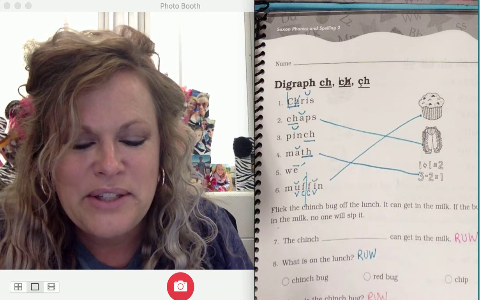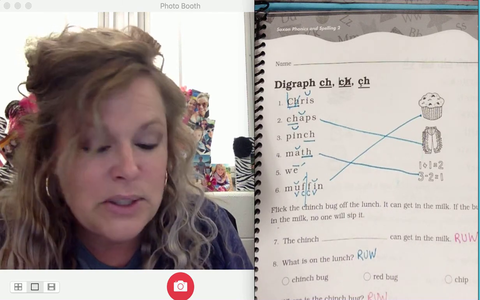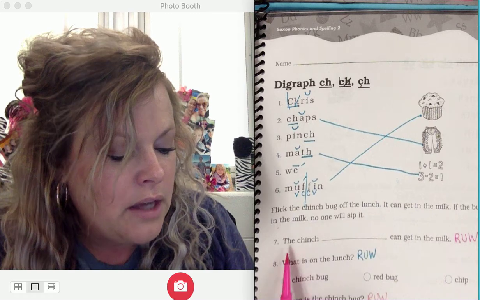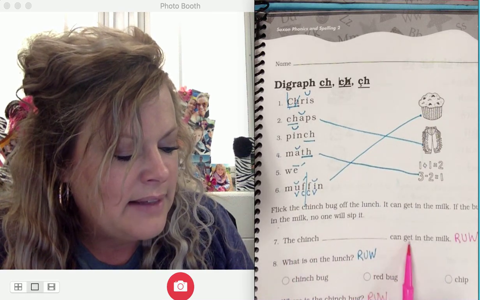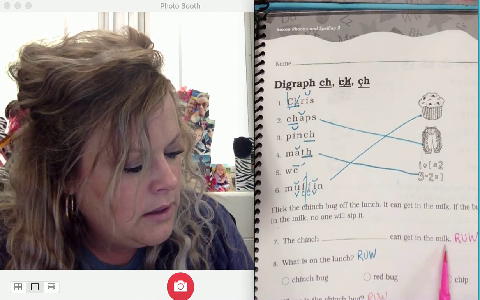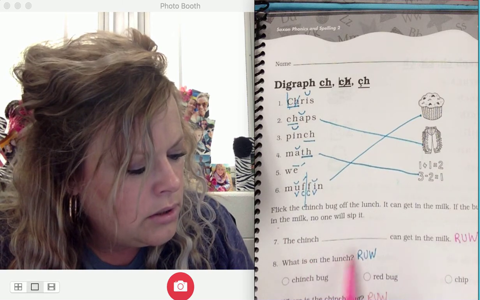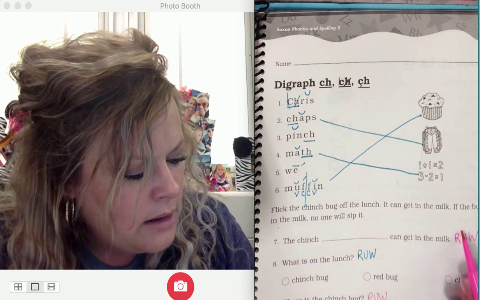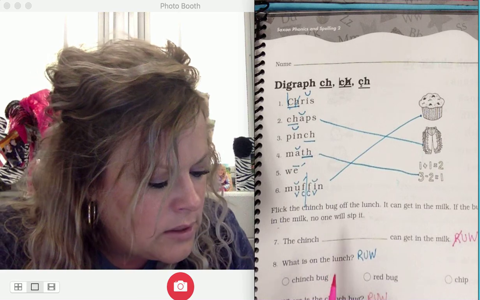All right, so we read this story. Now let's look at number 7. The chinch blank can get in the milk. The chinch blank. Well, we read, let's go inside the story here and underline.